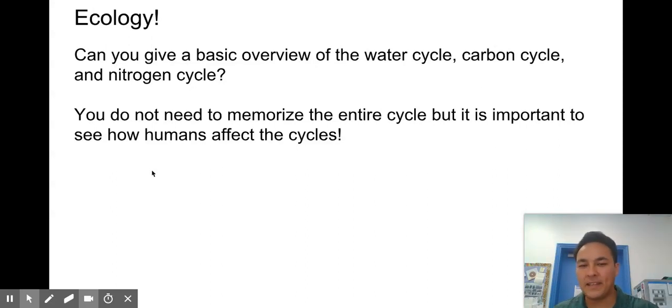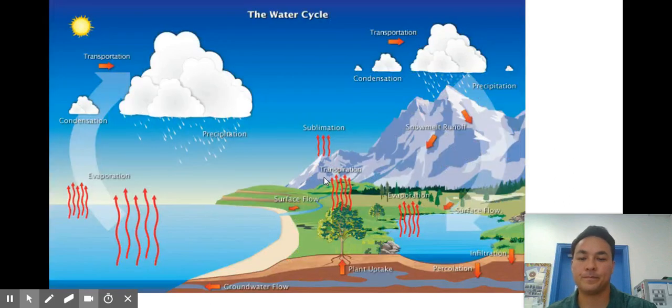So can you give a basic overview of the water cycle, carbon cycle, and nitrogen cycle? I am definitely not going to ask you to memorize it or to show me all the different parts. What's more important, in my opinion, is to see how humans affect these cycles and how aberrations or effects on these cycles affect our Earth. All right, here's the water cycle.